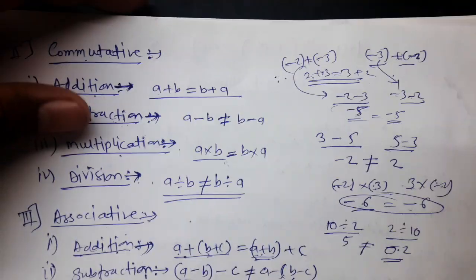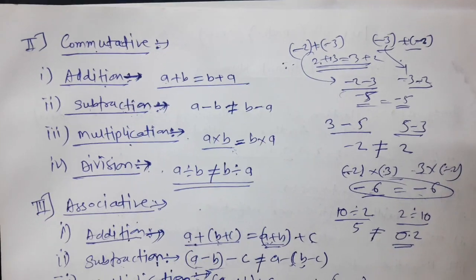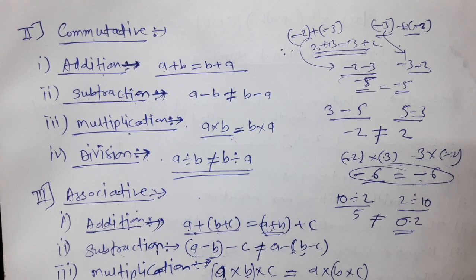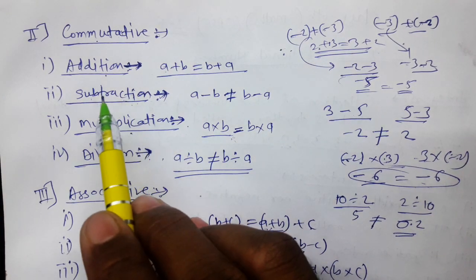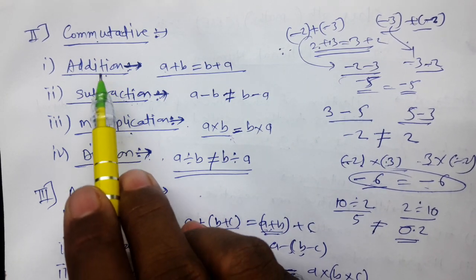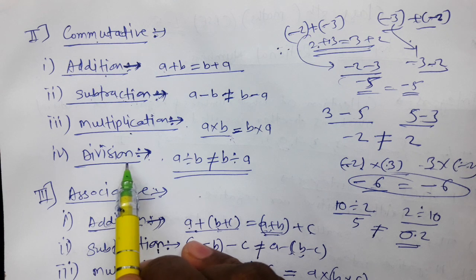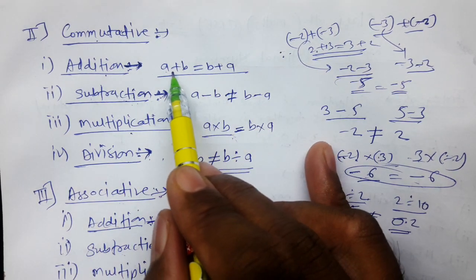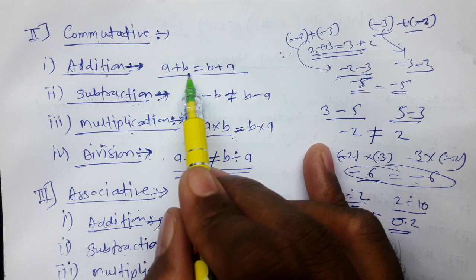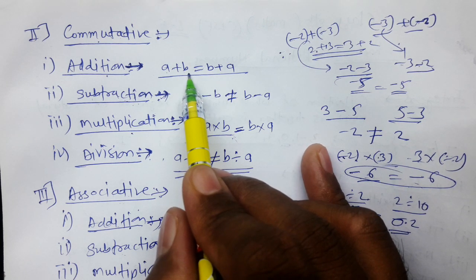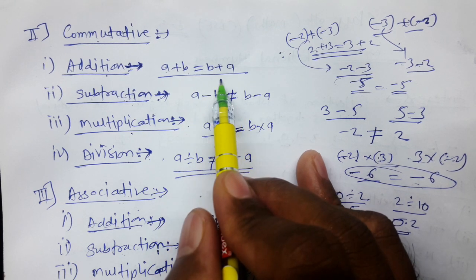Next law is the commutative law. In the commutative law, we are performing 4 operations: addition, subtraction, multiplication and division. If we add two integers by exchanging their positions, both times we get the same result.